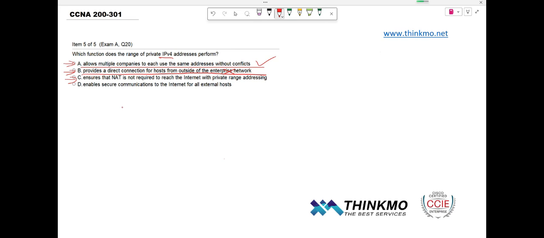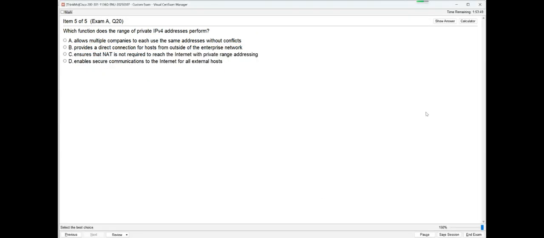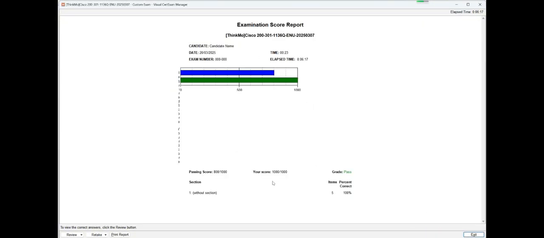The third answer says that ensuring the use of the private range means no need to use it, and that's incorrect. And the fourth answer is also wrong. It says to implement this for all external hosts, Internet security communication. Well, this has nothing to do with security. So the correct answer to this question is option A. Let's look at the correct answer. Choose A. All right, submit it. All correct.